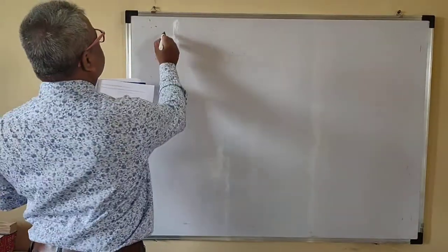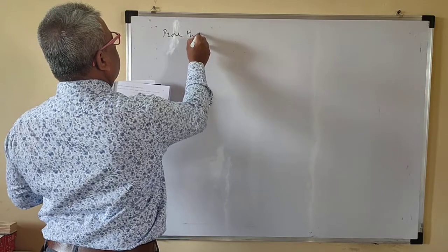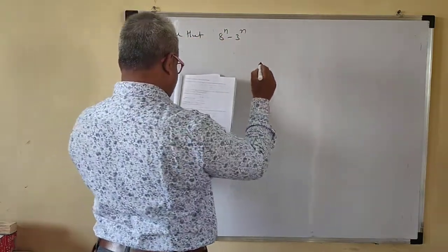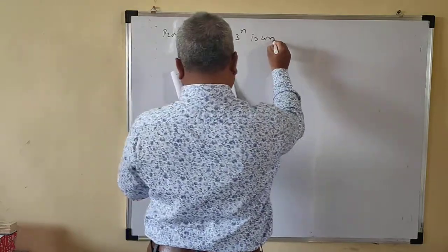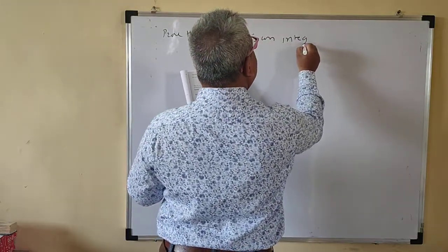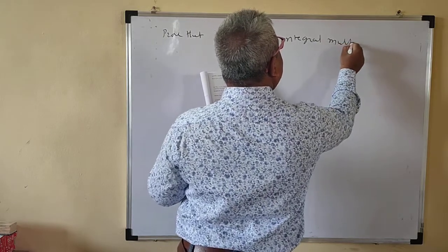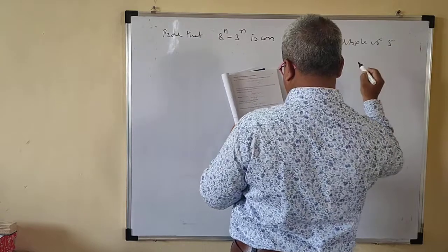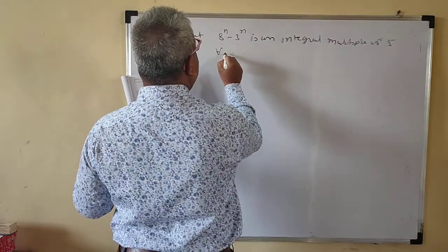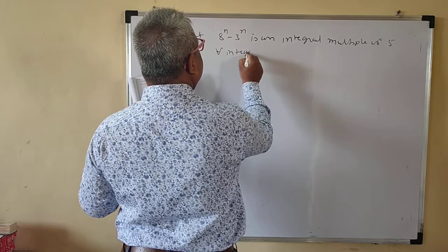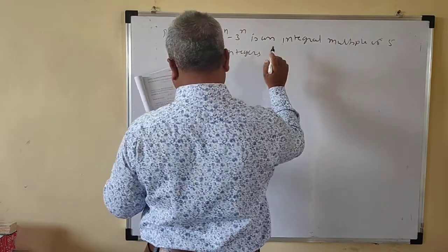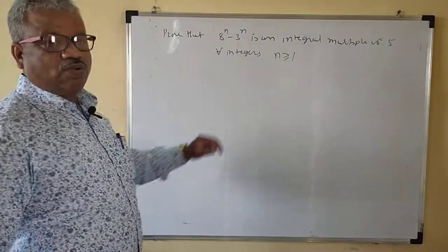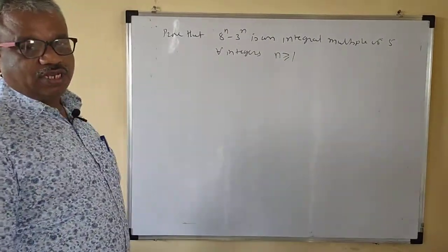Next problem, prove that 8 raised to n minus 3 raised to n is an integral multiple of 5 for all integers n greater than or equal to 1. All integers n greater than or equal to 1 means what? n is a natural number.